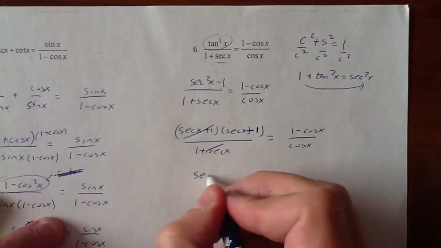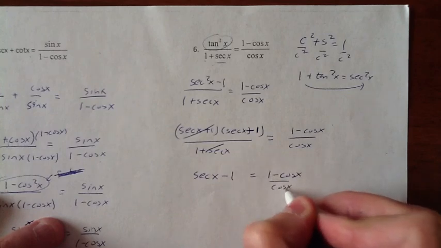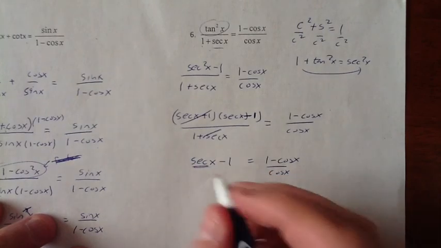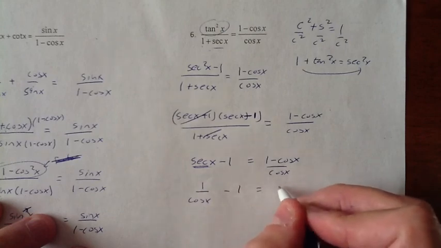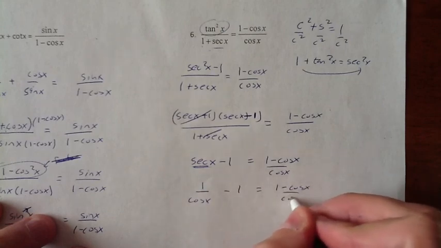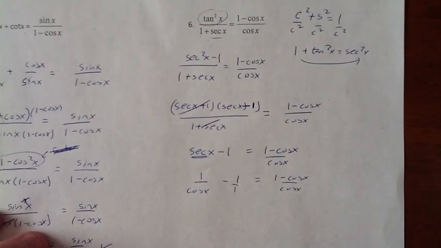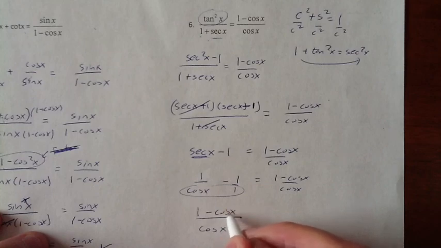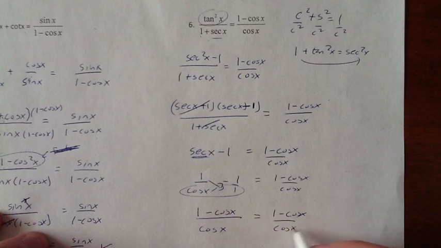And I'm left with the secant of x minus 1 equals 1 minus the cosine of x over cosine of x. And I know what you're thinking. They're not the same. But again, remember, I don't want secant. I can write that as 1 over the cosine of x minus 1 equals 1 minus cosine of x over cosine of x. And I use my common denominators. Now this is a tricky one. I use my common denominators. The bottom, cosine of x, cross multiply, I get 1 minus cosine of x, see, there it is, equals 1 minus cosine of x over cosine of x.